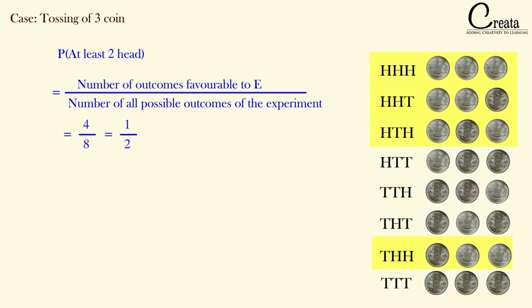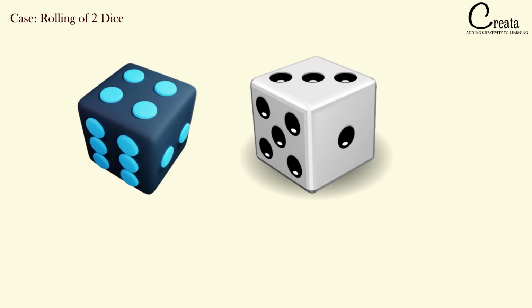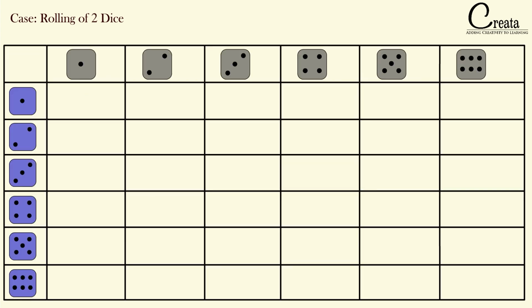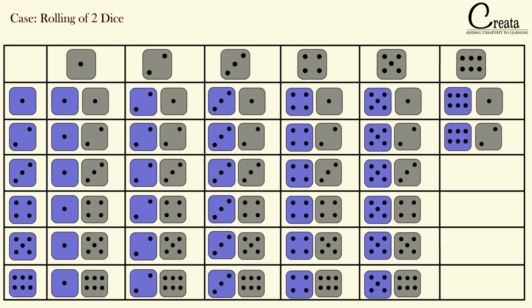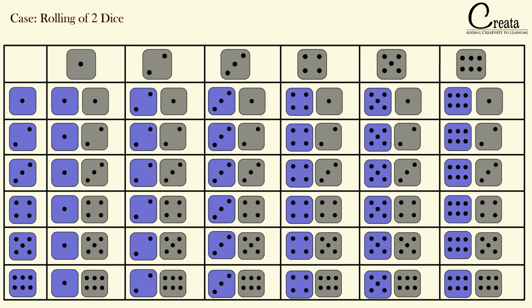Let's move into the next case of rolling of 2 dice. This is very important and generally also asked in the exams. So let's see. Suppose we are having 2 dice, one is blue and one is gray. If we roll both the dice, we will get total 36 outputs. These are the 36 outputs. Just pause the video and take some time and observe all these 36 outputs. These are very important. Okay, you have observed it.